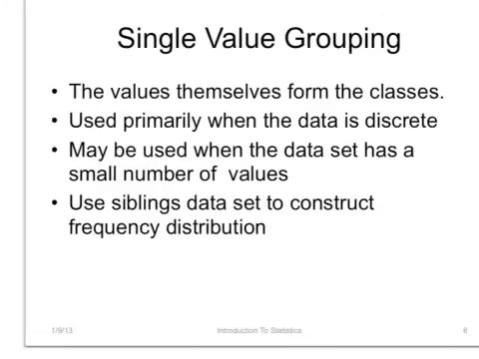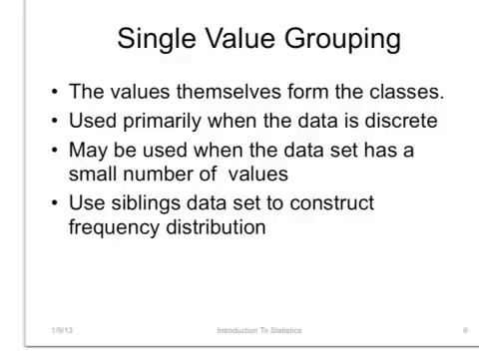Let's take a look at our first one, a single value grouping. The values themselves form the classes. Just like on our eye-color data set, we had blue, black, brown, and hazel. Each one of those individual ones formed the class, if you will. In this case, we're just going to use numbers. This method is used when the data is discrete and is also used when the data set has a small number of values. By this, we mean a small range of values.